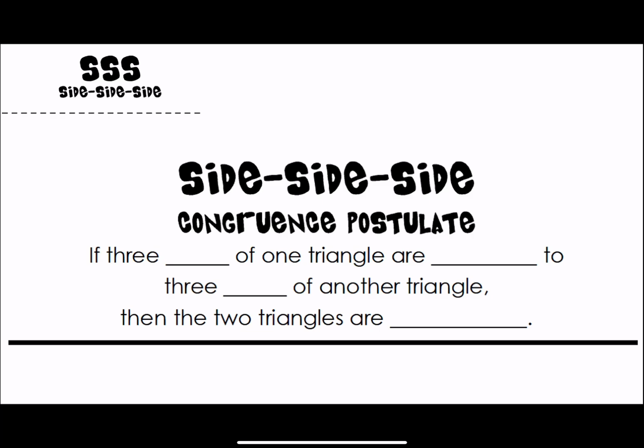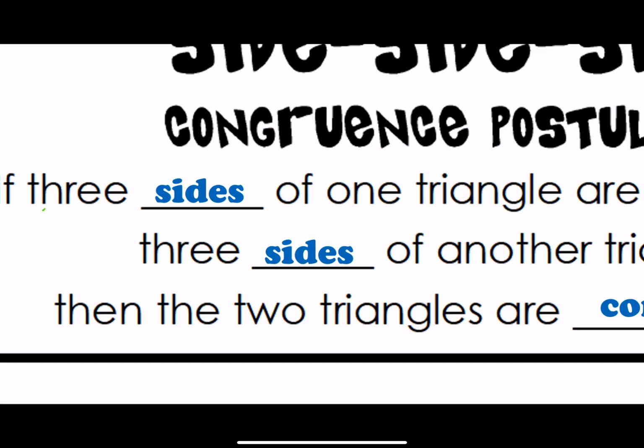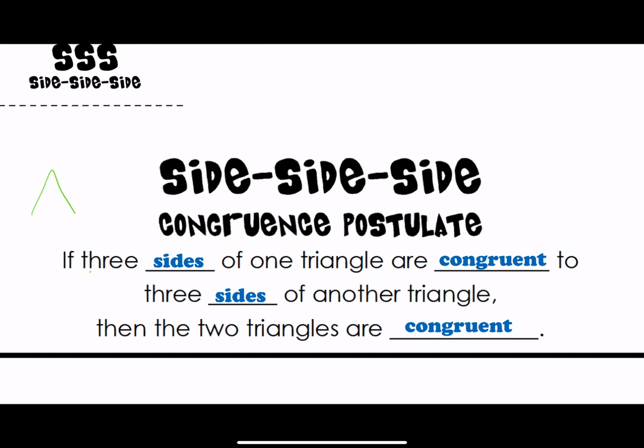But the first one we're going to end up talking about is side, side, side. What it means, and it tells you in the name, if three sides of one triangle are congruent to three sides of another triangle, then the two triangles are congruent. So it'll look something like this.